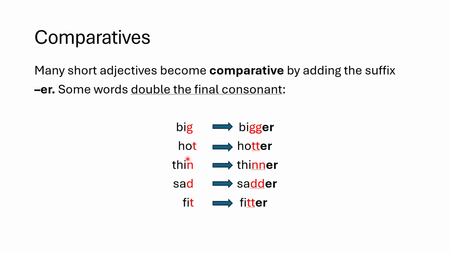Hot, the short vowel O, one consonant. Double the T, add ER. Thin, the short vowel I, one consonant. Double the N, then add ER. Sad, the short vowel A, one consonant. Double the D, then add ER. Fit, the short vowel I, double the T, add ER.